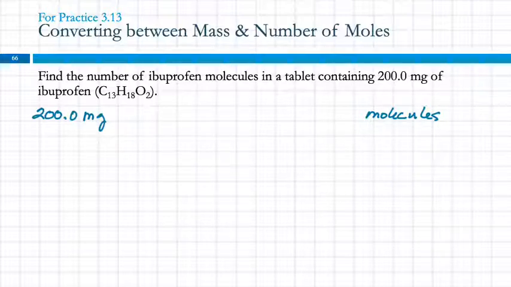So then we figure out, before we start writing stuff down, how am I going to get there? Well, we're going to go from milligrams to grams. And then grams, what's in the middle? Moles. Moles in the middle. And then moles to molecules.